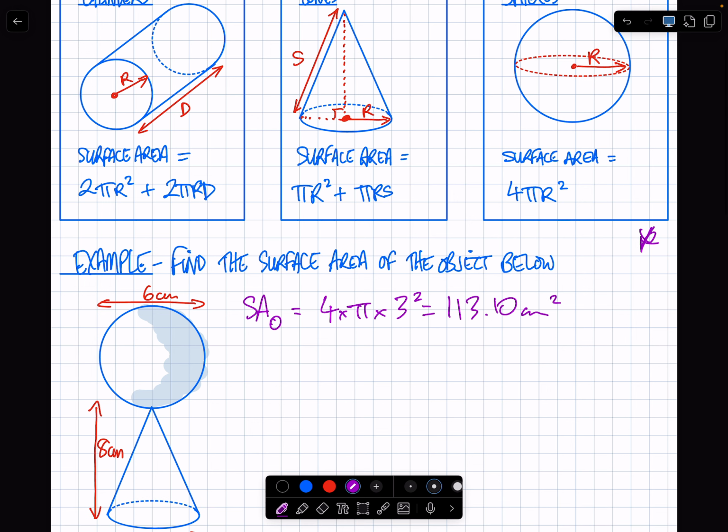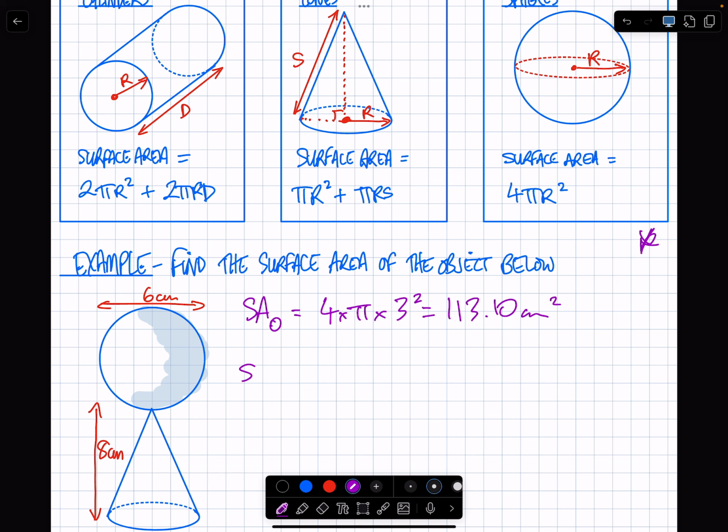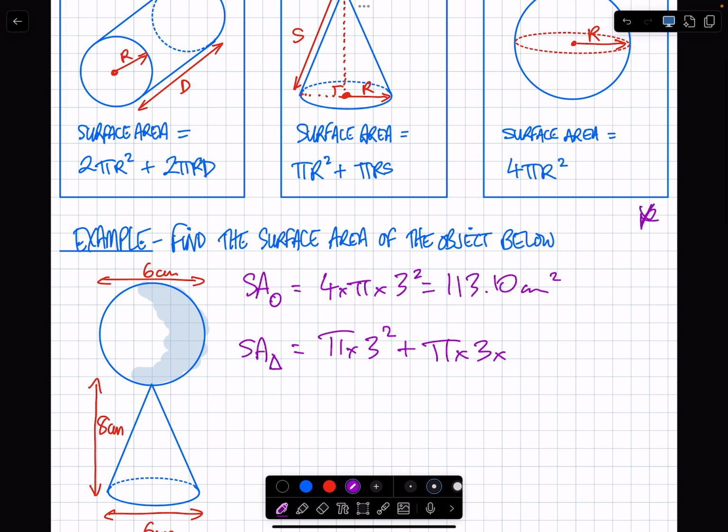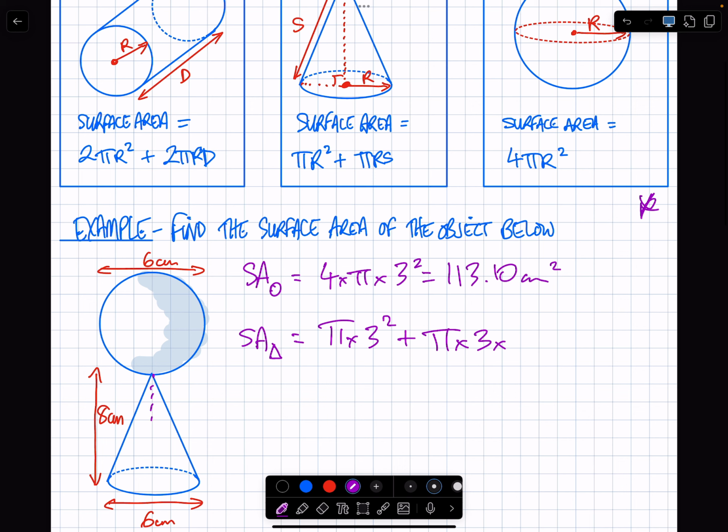That cone, you can't quite see it just yet, but it's got a diameter of 6. So surface area of cone shape, pi times 3 squared plus pi times r, which was 3, times by... Do we currently know the slant of the cone? No. What do I need to do? Pythagoras. So straight down would be 8. Across would be 3.